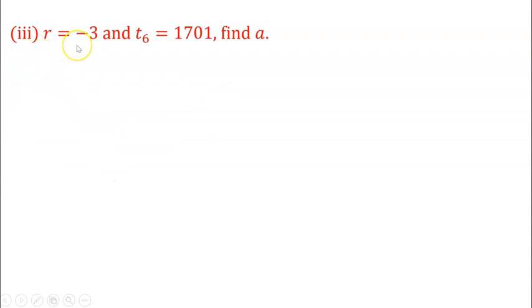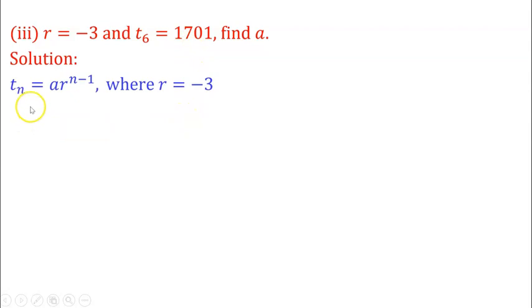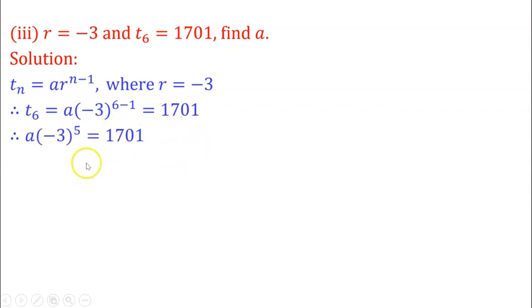Next, R is equal to minus 3 and T6 is equal to 1701. Find A. Now the formula Tn is equal to A into R to the power n minus 1. R is equal to minus 3. Now T6 is equal to A into minus 3 bracket to the power 6 minus 1. Its value is 1701. That is A into minus 3 raised to 5, that is equal to 1701.